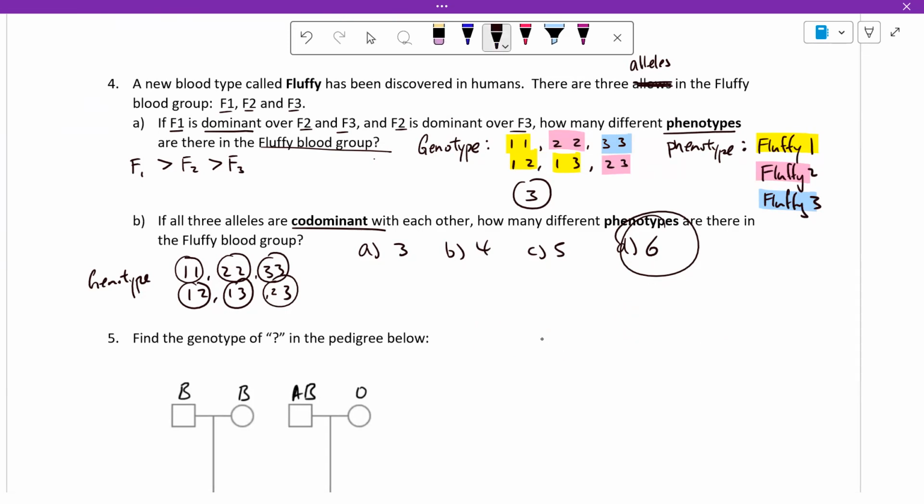You didn't do it wrong, but you counted the same thing twice. That's where the mistake is, right? You should have counted 1-3 and 3-1 as the same thing. Like AB, right? IAIB is the same as IBIA. They're both AB. The order doesn't matter. That's right.